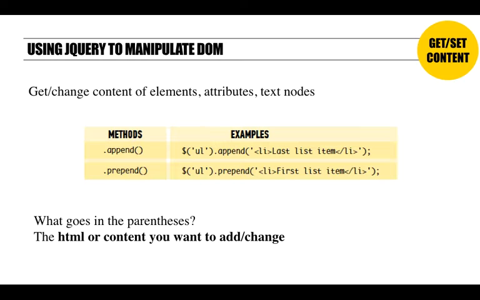So really quick, these are just methods that we had to use. Append: you need to give it HTML in order to add to your HTML page, and it'll add it to the last thing that you're selecting. Otherwise, prepend is going to add it to the beginning. So any questions with this?